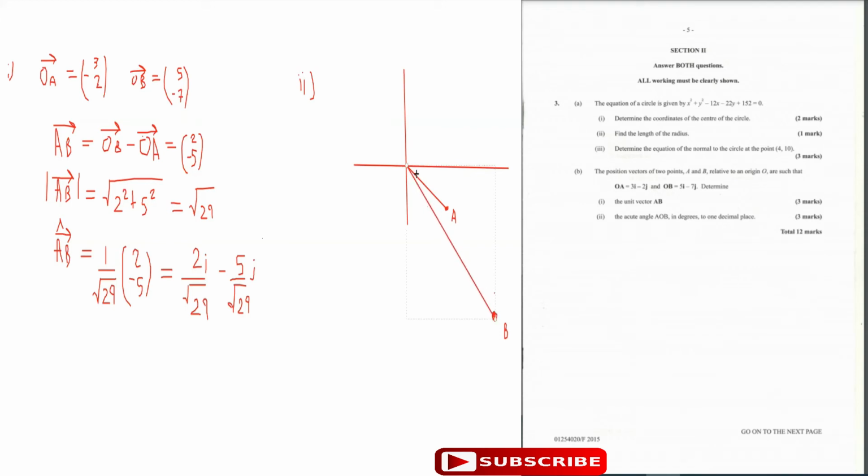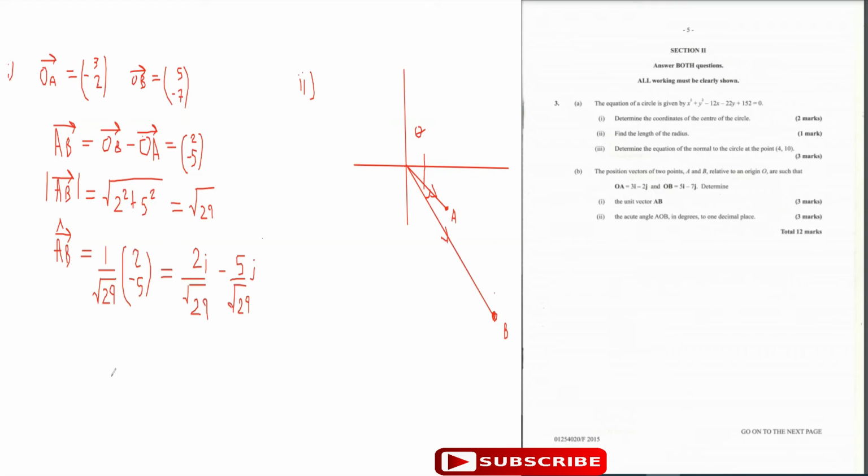All right. So what they want is angle AOB. Angle AOB is this angle in here. So we can call that angle theta. Now to find that angle, we just need vector OA dot vector OB, and that will give us angle AOB.